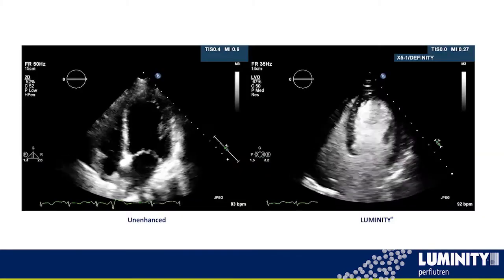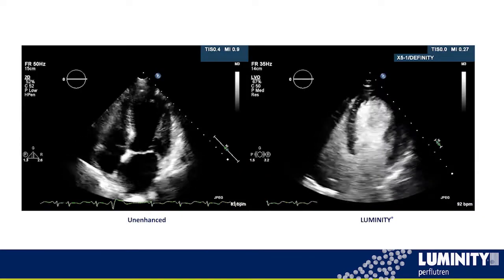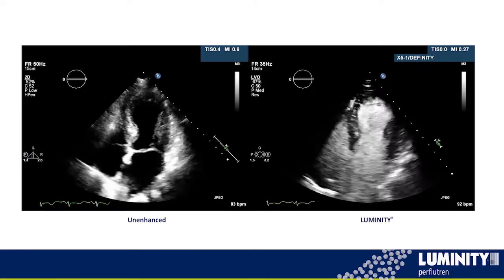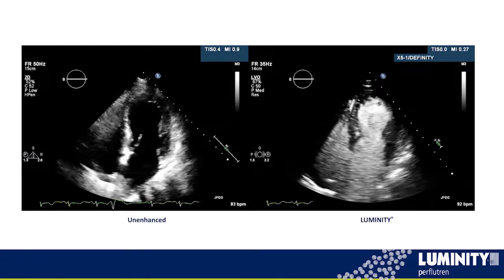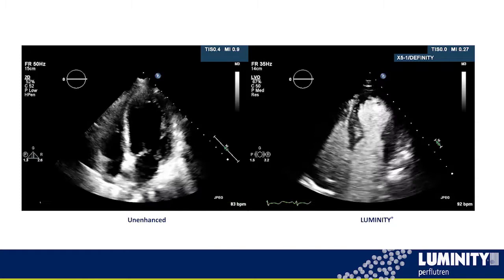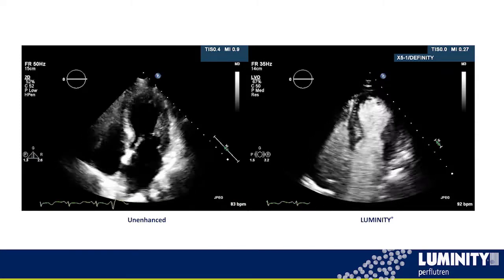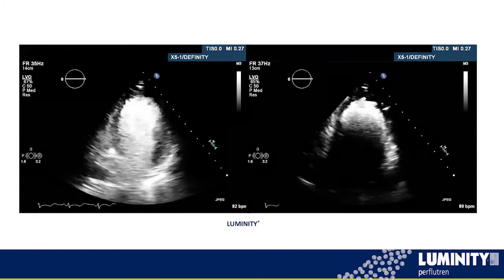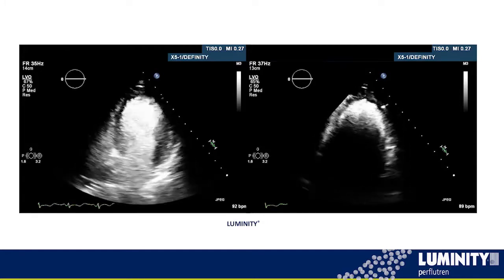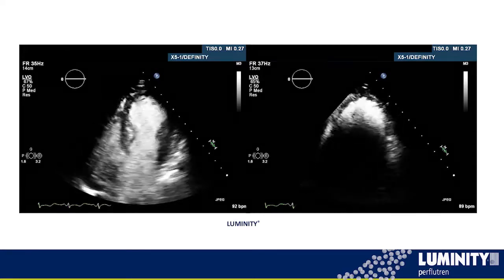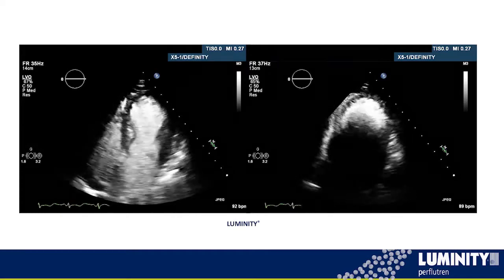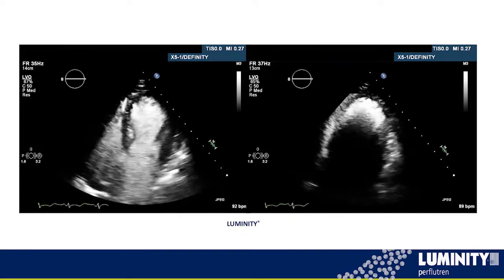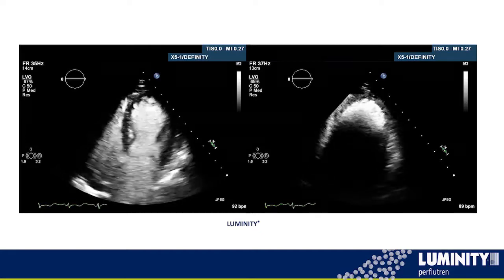So here's a comparison. I can see the volume really well. Maybe this is a good image to get a Simpsons to trace a volume, but I can't see the very tip of the apex as well as I can when I gave a faster injection with more Luminity on the image on the right. I opacified the apex as well as I can and can confidently say that there is not an apical thrombus in this patient.